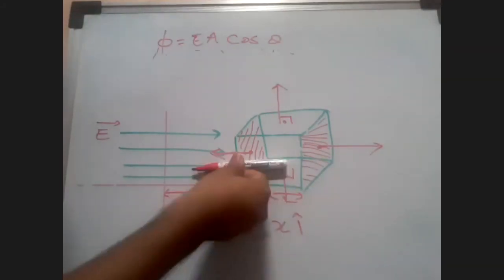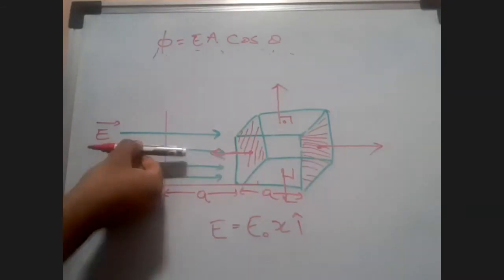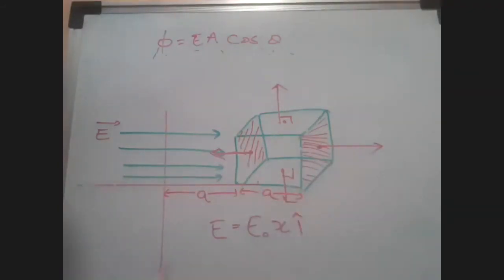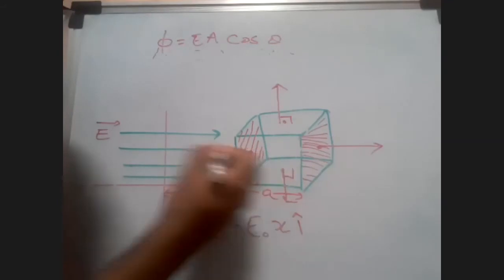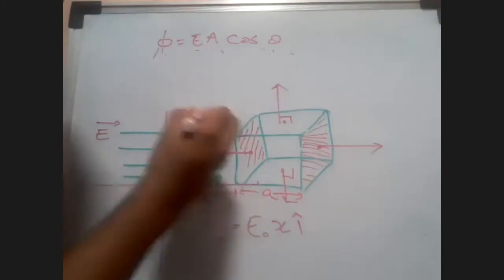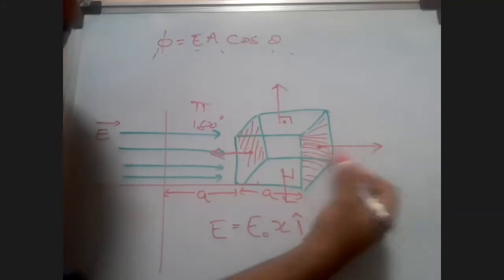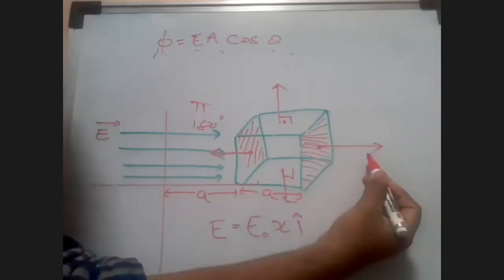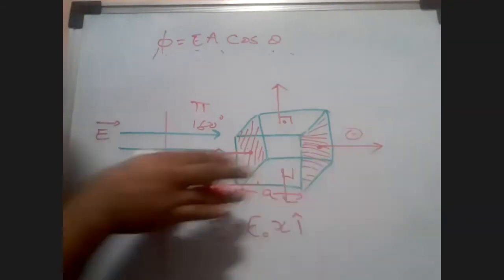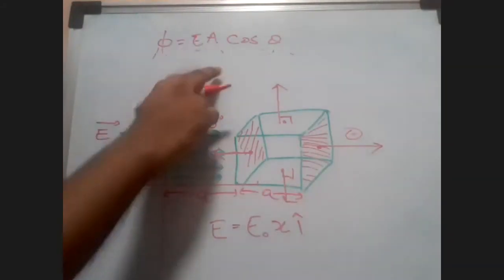See, the area vector of this surface 1 is pointing this side, and the second surface is pointing towards the right side. So the angle between the electric field lines and the area vector on surface 1 is going to be 180 degrees or pi. And the angle between the electric field line and the area vector on surface 2 is going to be 0, because electric field lines and area vector are parallel to each other. Both are in the same direction. So we have to just input the values over here.